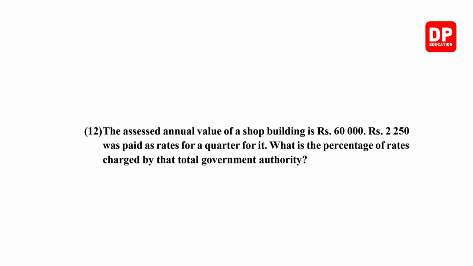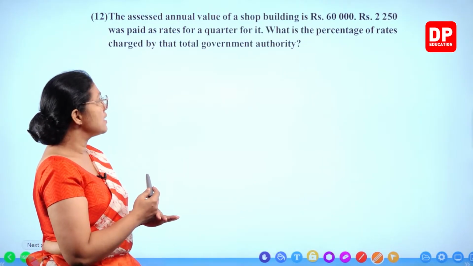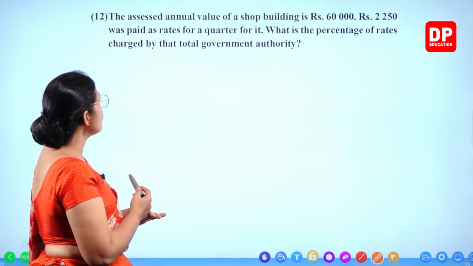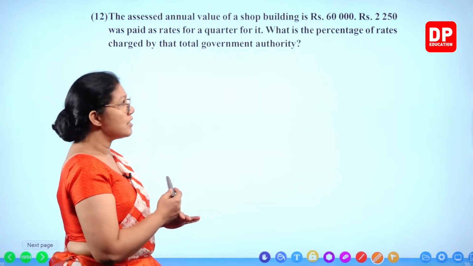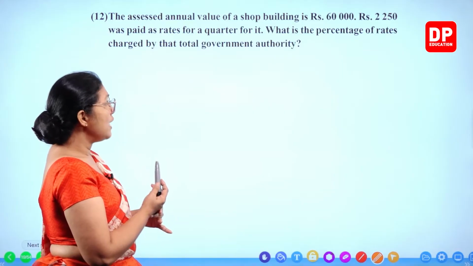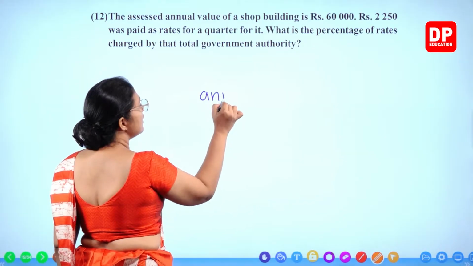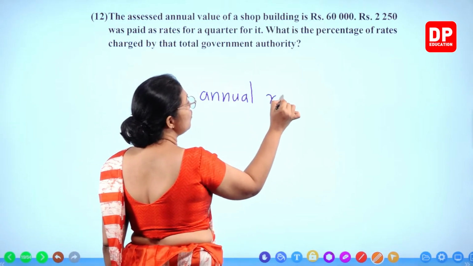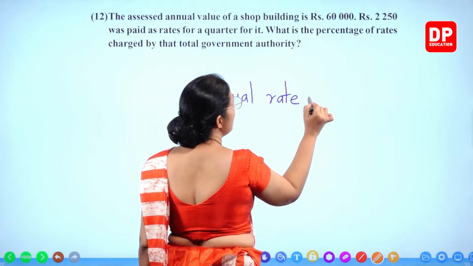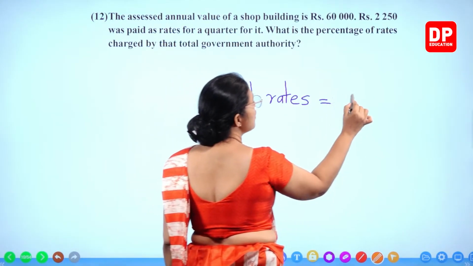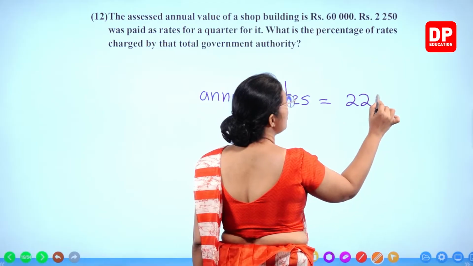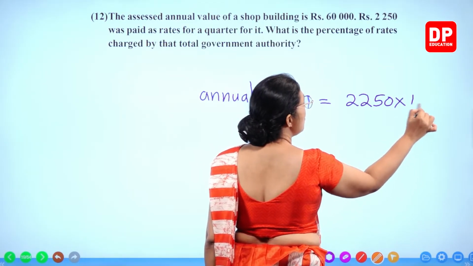Question number 12. The assessed annual value of a shop building is 60,000 rupees. 2,250 was paid as rates for a quarter for it. What is the percentage of rates charged by that government authority? So, the quarter value is 2,250. What is the annual rate? For the annual rate, you have to multiply the quarter value by 4, because 4 quarters is 1 year. 2,250 times 4.